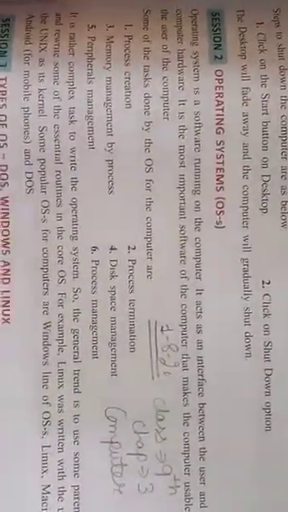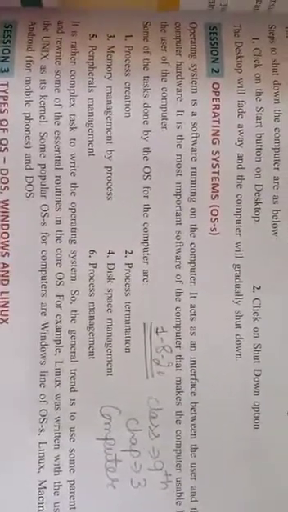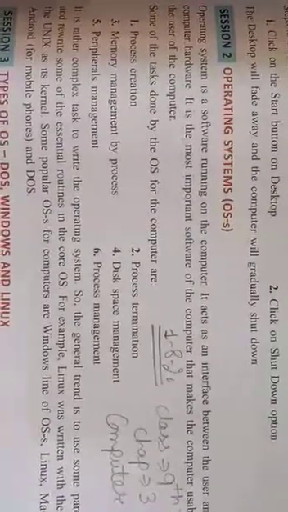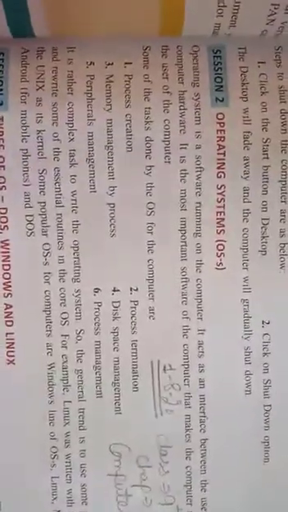If you want to create any process, then you can do it with the help of operating system. Next is process termination. Process termination means terminate, means finished. Third, memory management. If you want to manage your computer memory, that also is done with the help of operating system. Disk space management means memory where you store the data. Peripheral management. Peripheral, I told you, means input output devices. Input output devices are also managed by the operating system.